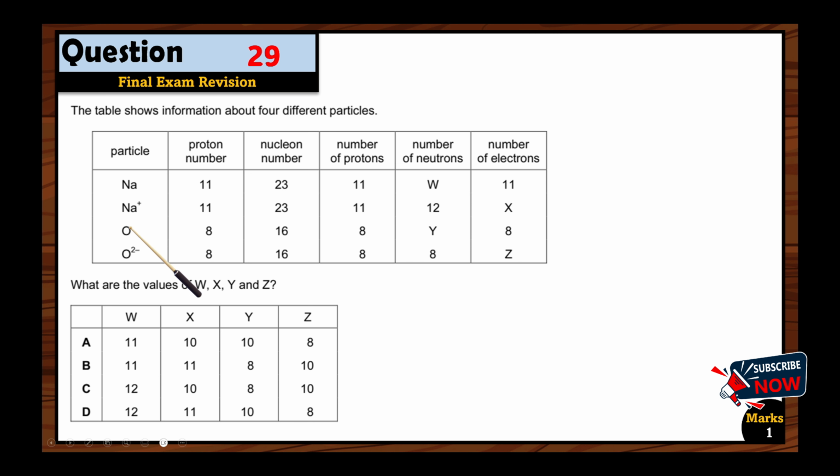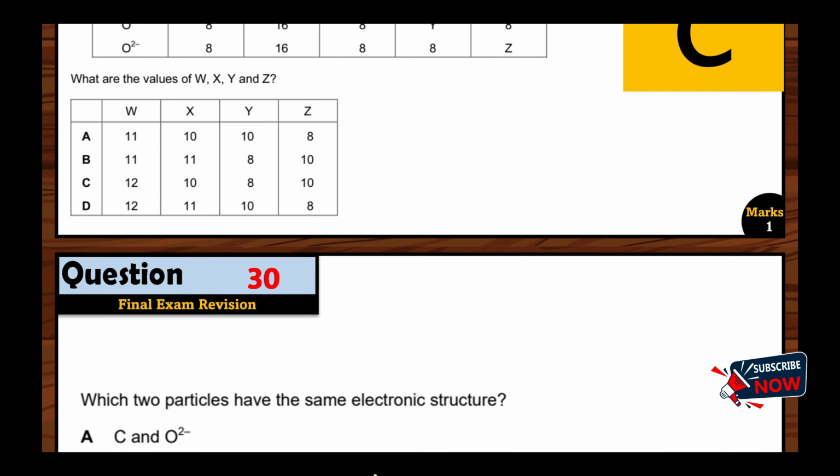But we can check oxygen also. The number of neutrons, 16 minus 8, is 8. Yes, so we still have option C. And the number of electrons in oxygen should be 10. Why 10? Because it has 8 protons, so the number of electrons would also be 8. But the charge is negative 2, which means it gains 2 more electrons. So 8 plus 2 is equal to 10. Option C is correct.